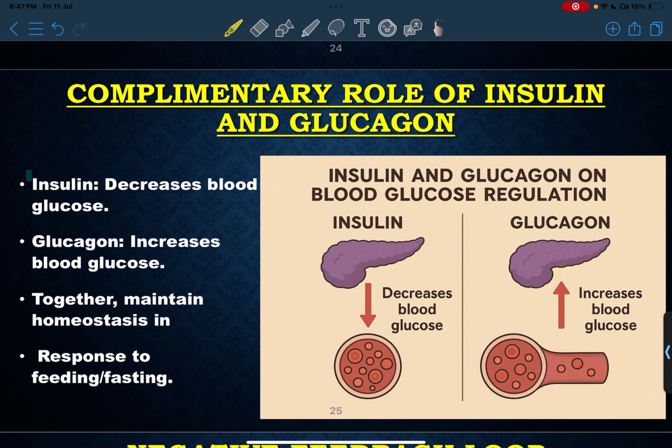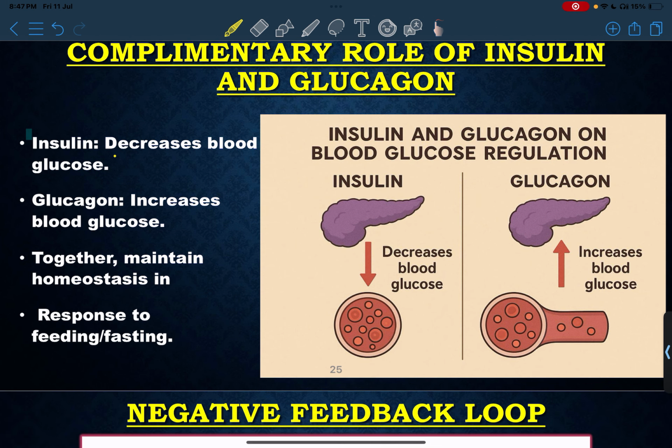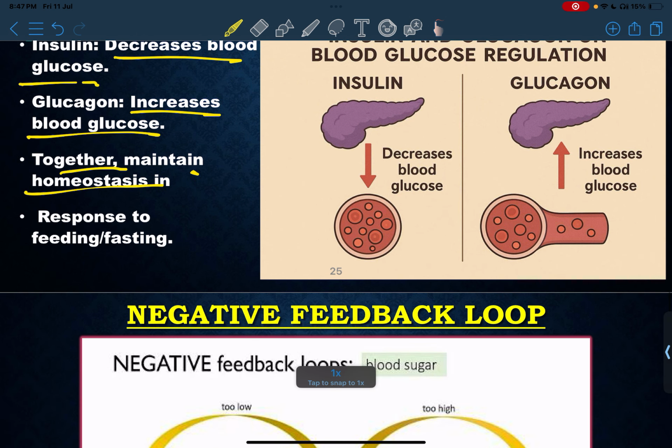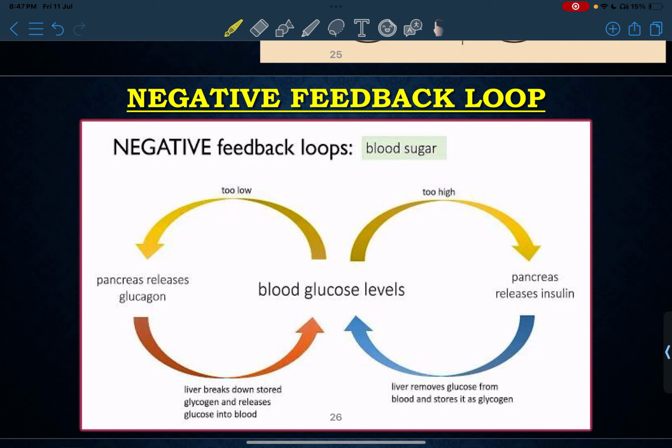So you can see the complementary role of insulin and glucagon. Insulin decreases blood glucose, glucagon increases blood glucose. Together they maintain homeostasis in response to feeding and fasting. Negative feedback loop. So when you eat food, what will happen? The insulin will keep releasing, or it will be stopped at a level. Yes, it happens by negative feedback. Okay, blood glucose level.